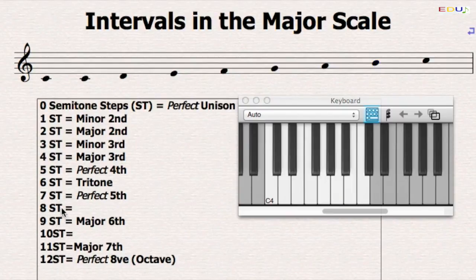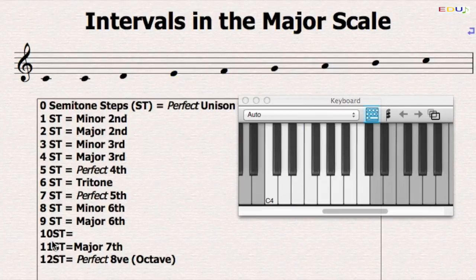The interval that uses 8 semitone steps is called the minor sixth. An example for the minor sixth would be the E to the C. Here we find 1, 2, 3, 4, 5, 6, 7, 8 semitone steps.